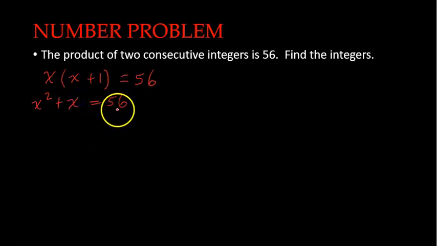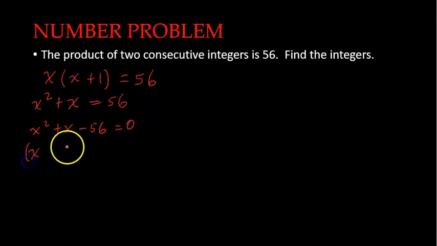Now, we have to set the equation equal to 0. x to the second power plus x minus 56 equals 0. Now, we have to factor this trinomial. In this case, we need two numbers whose product is negative 56 and whose sum is 1. Those numbers are 8 and 7.